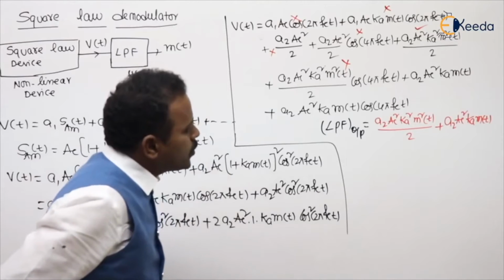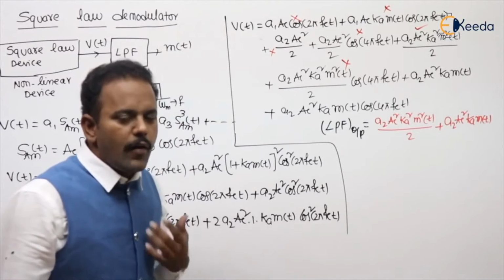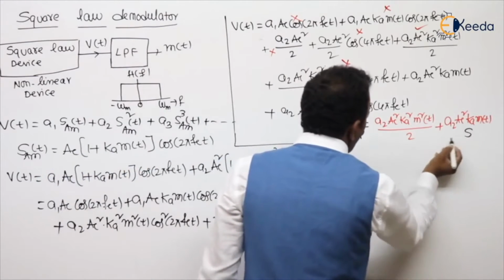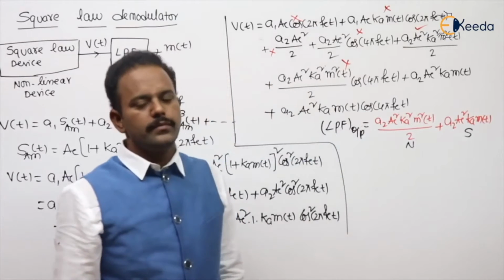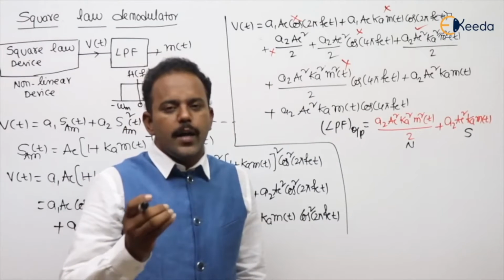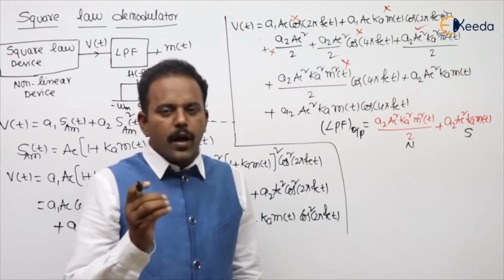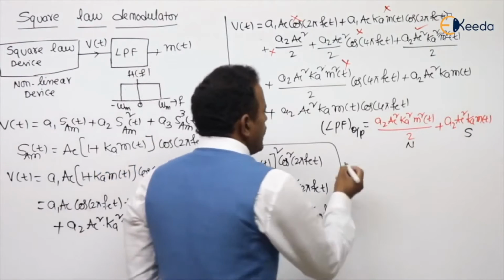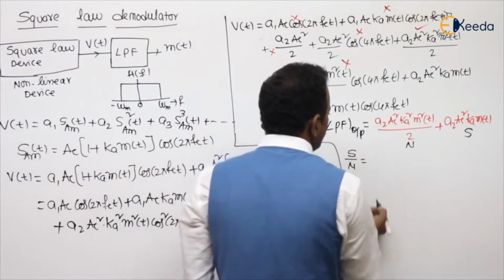If you see in those two terms, what is our desired, what is not desired? Our desired is m of t, so that is called signal. What is coming other than desired is called noise. So in the square law demodulator, along with our message, we are also getting undesired frequencies, which is called noise. Let me calculate the signal to noise ratio, then we will see about it.